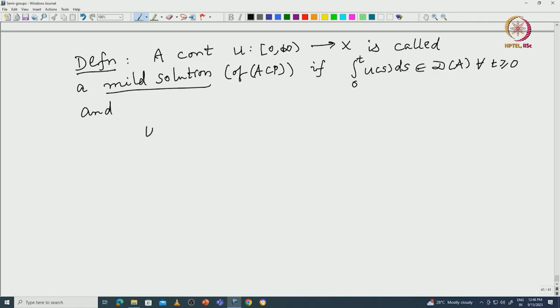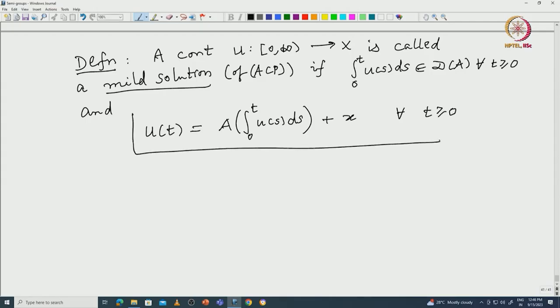So this U of t is equal to A times the integral from 0 to t of U(s) ds, plus that initial condition x, for all t. This is obtained by integrating the equation in ACP. So, this is called a mild solution. In fact, it is very important in many applications, especially in control theory.